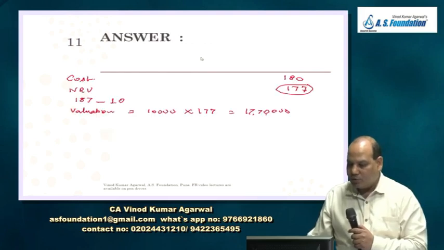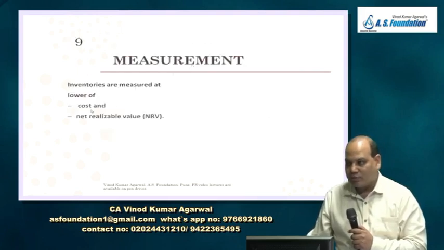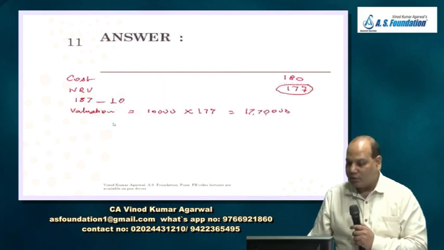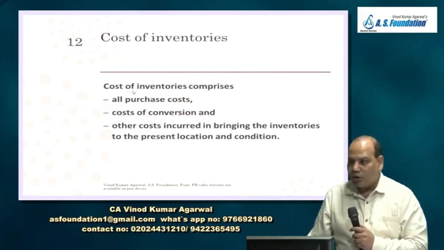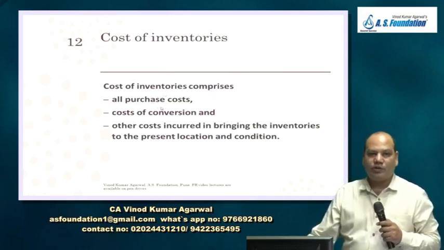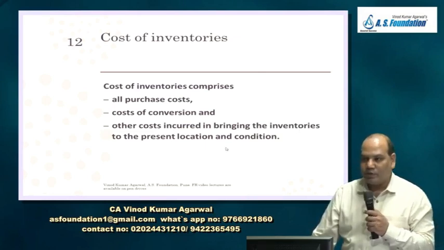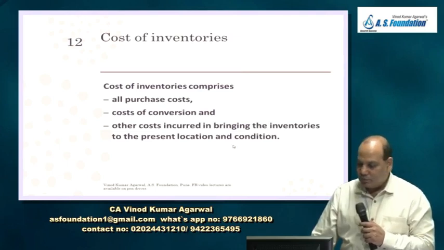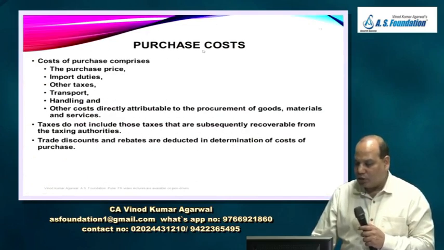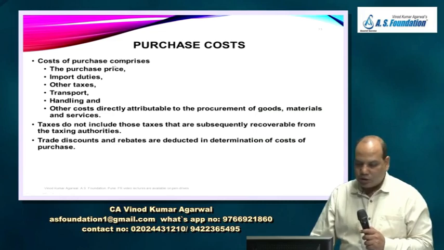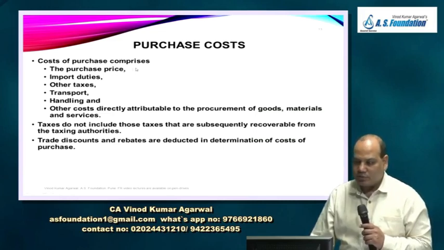So now next few minutes will be spent on understanding what is cost. That will take more time. And then next few minutes we'll understand what is NRV. What will be included in the cost of inventory? So inventory cost will comprise of all purchase cost, cost of conversion, and other costs which are incurred in bringing the inventories to their present location and condition. So then the question will be, what will be included in purchase cost? Is it right?